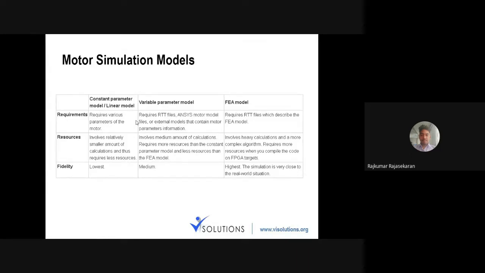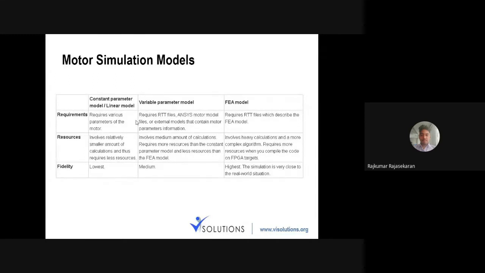So now you might ask, what are the types of models available? Motor models, yes, different types of motors are available, but what are the types of models itself that are available? Depending on the complexity and depending on the rate at which you want to run the motor simulation, whether you want a very quick run of simulation models, depending on complexity and the accuracy which you expect, you have three motor models available. Number one is constant parameter model. Second one is variable parameter model. Third one is FEA model.